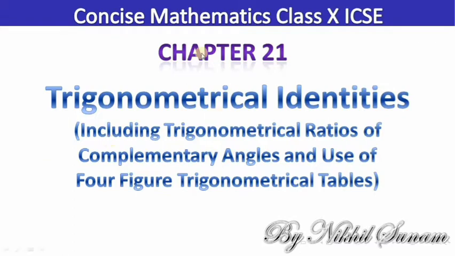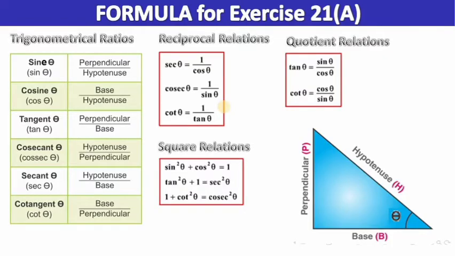Now, I have given you the formula for your chapter number 21. The name of the chapter is a bit long. I'm not going to read it, but in simple words, let me call it just trigonometrical identities. Yesterday I gave you these formulas to be noted down. I hope you have noted down these many formulae.